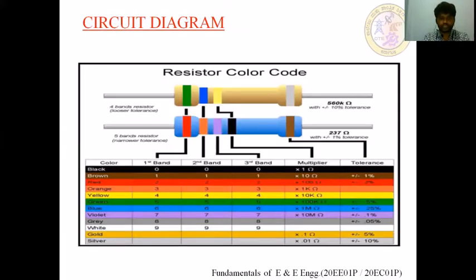Okay. Next is the circuit diagram. In this circuit diagram, it has two types of resistors. One is a 4-band resistor. This is the 4-band resistor. This is the 5-band resistor. In the 4-band resistor, the resistor has only 4 bands of colors on the resistor surface. But in the 5-band resistor, the resistor has 5 different band colors on the surface of the resistor.